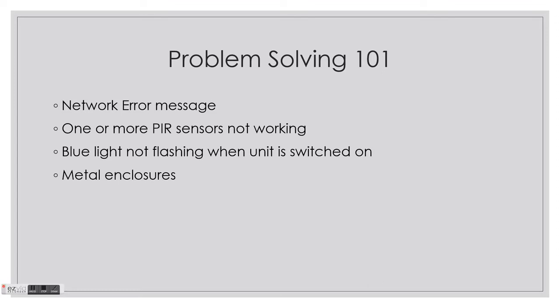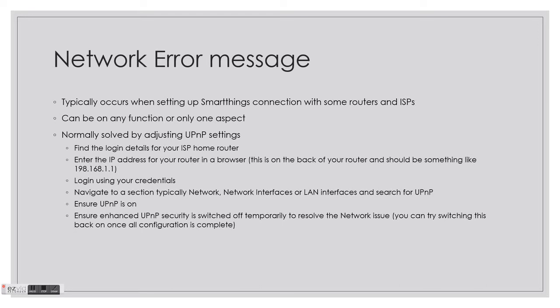So let's delve into the first issue then, and we can have a look at what that can mean and how it manifests itself. So network error messages normally don't occur, but they have been reported typically on the Virgin ISP and router, but perhaps on others as well. So it's only happened a couple of times, but typically this happens when people are trying to connect smart things with the device. It can be on any particular function or only one aspect.